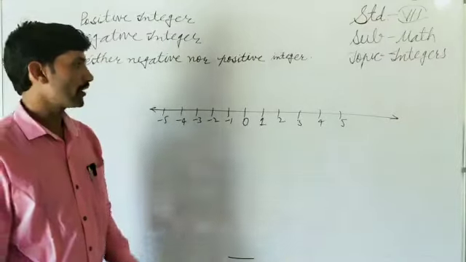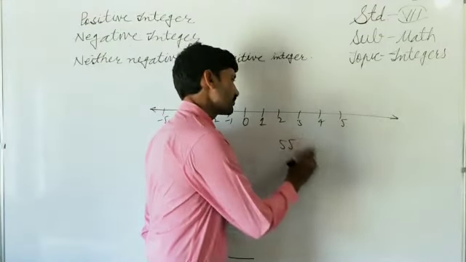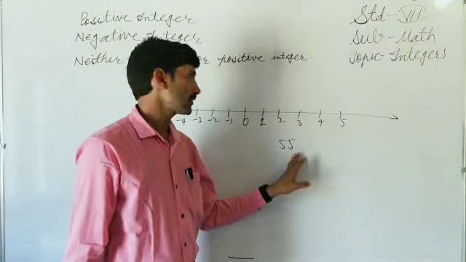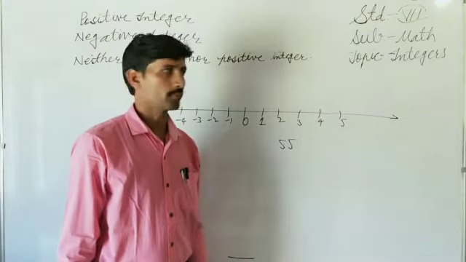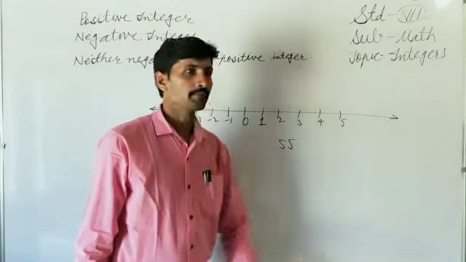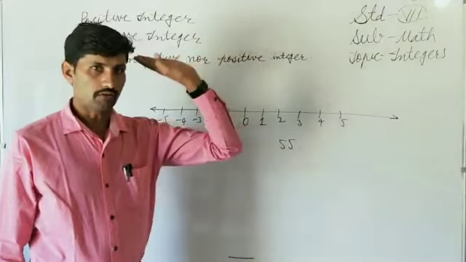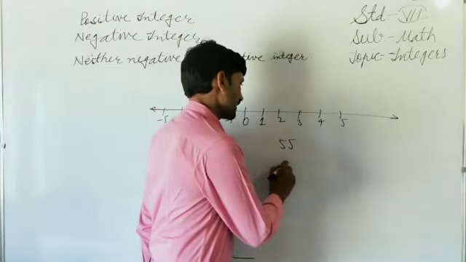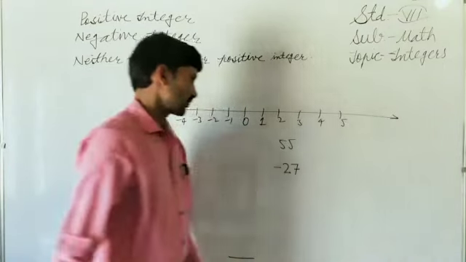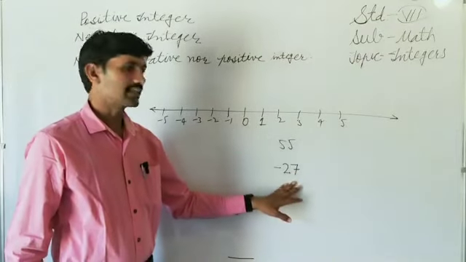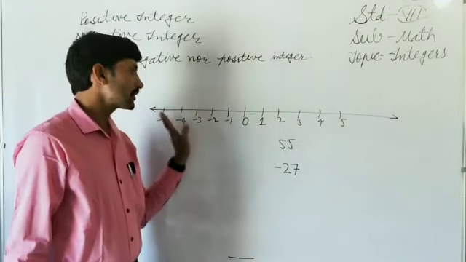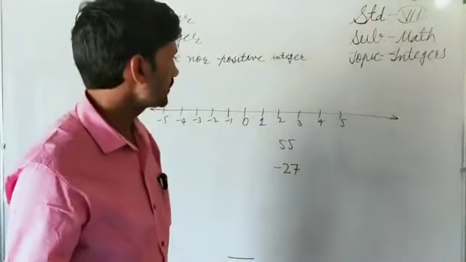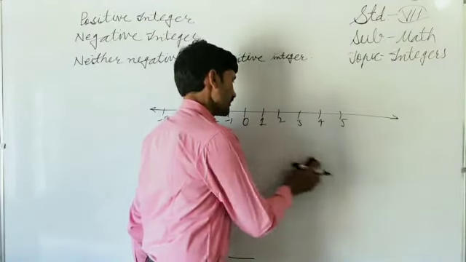Suppose we want to check whether 55 is positive or not. It is greater than 0, no doubt, so it is a positive integer, and on the number line it is to the right side of 0, so we will find 55 somewhere in that direction. Similarly, negative integers: if I write -27, it is smaller than 0, so we call it a negative integer, and it is to the left side of 0 on the number line. I hope there is no difficulty identifying whether a given integer is positive or negative.